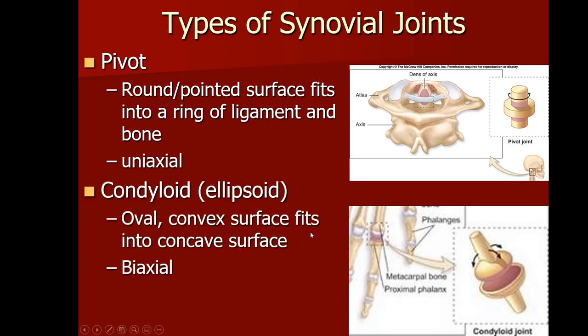A condyloid, sometimes called ellipsoid joint, is kind of similar to a hinge, but instead of having more rounded convex surfaces, they're more oval. So you get more movement. So an oval convex surface fits into an oval concave surface. The example they're using here is the one I was talking about earlier between the metacarpal and the proximal phalanx. So if you take your index finger, you can go forward and backward, side to side. That's a condyloid joint.